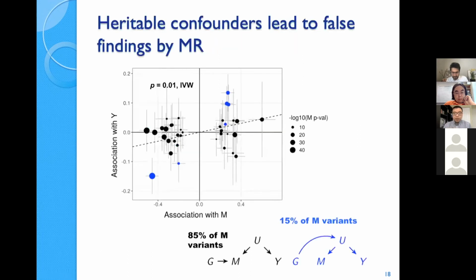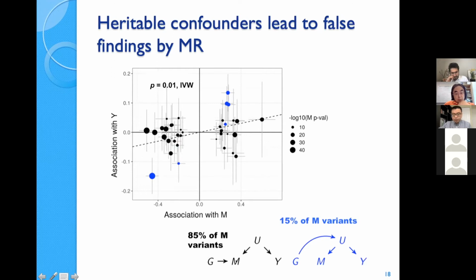To give you some sense, let's look at some simulations we have done. In this case, we have a mediator, a potential risk factor M, and its outcome Y. There is no causal effect, but there is a heritable confounder U acting on M and Y.